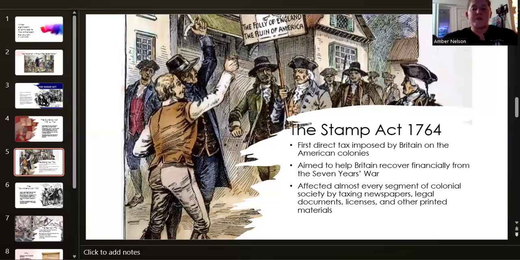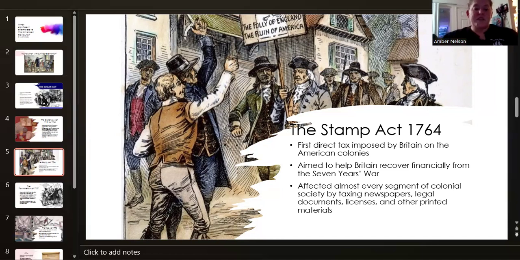The Stamp Act marked the first time Britain tried to directly tax internal colonial life. It required colonists to buy and use stamped paper for newspapers, licenses, legal documents, and even playing cards. This touched nearly every colonist, from merchants to lawyers to everyday citizens, which made resistance broader and more intense.